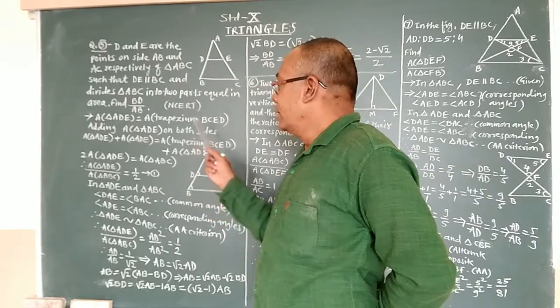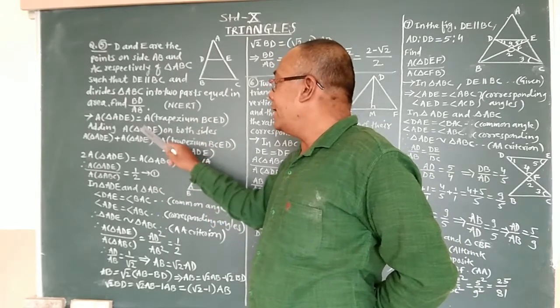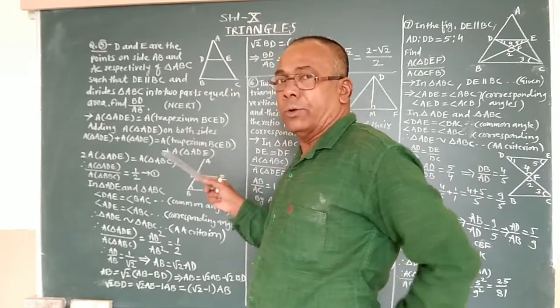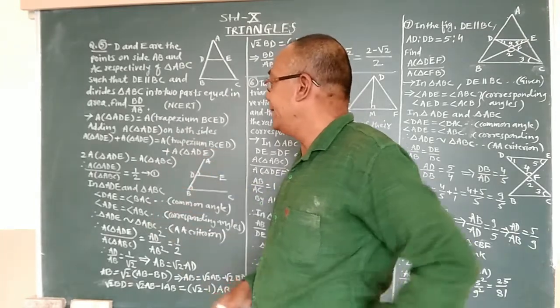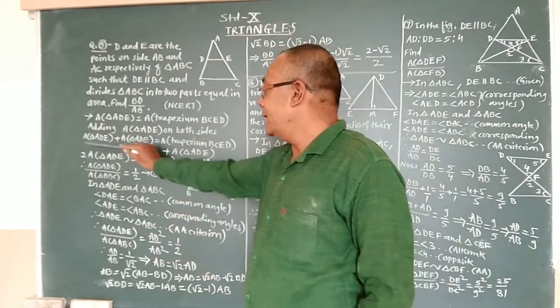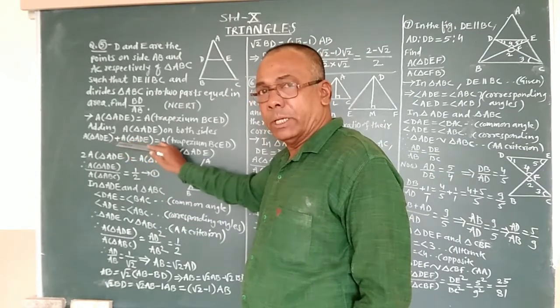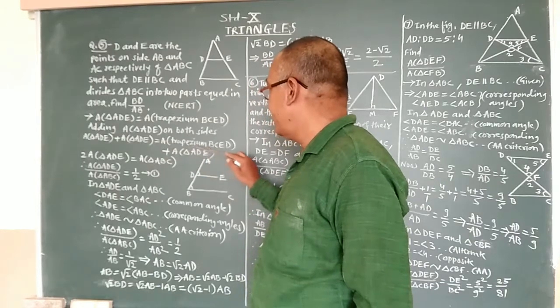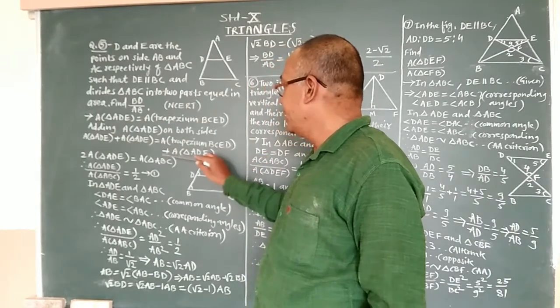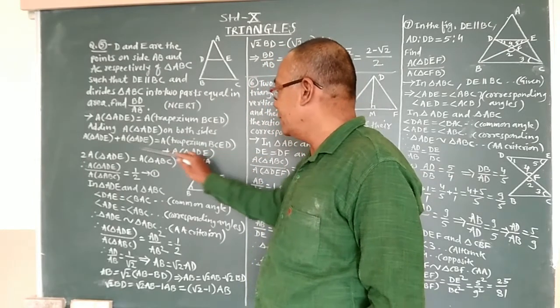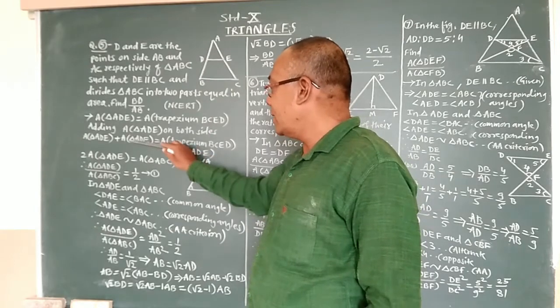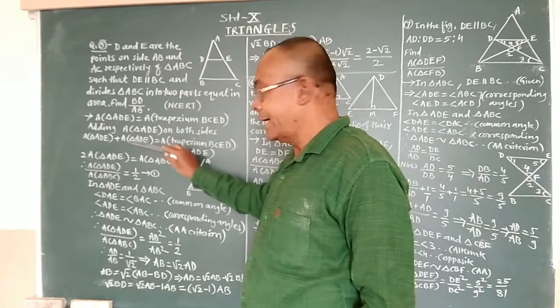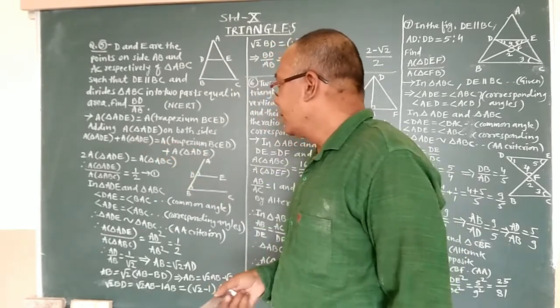Now, adding area of triangle ADE on both sides of this equality, we get area triangle ADE plus area triangle ADE is equal to area trapezium BCED plus area triangle ADE. Here both sides are added by area triangle ADE.